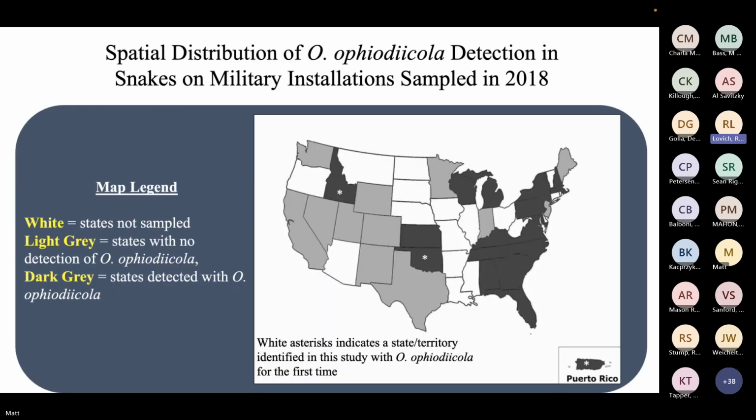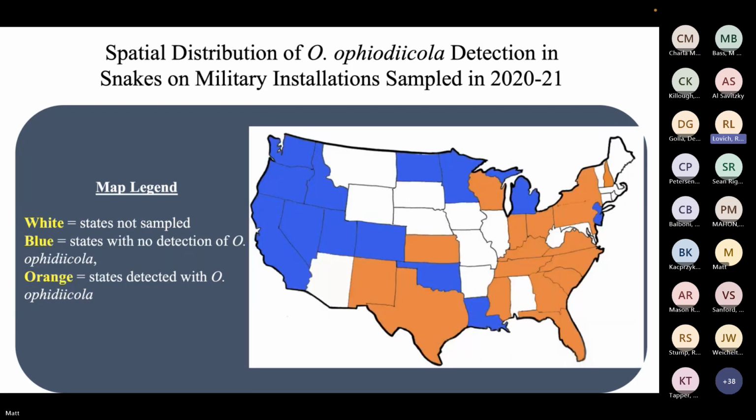Next slide. So here's the spatial distribution and what was sampled. The white states we did not get to. Some of those were sampled, or sorry, this is 2018, but still the white states were not sampled then. Light gray, no detection, but the dark ones is where we found snake fungal disease. So you can see a heavy prevalence to the right side, if you will, to the eastern United States, and then the 3 states to the left.